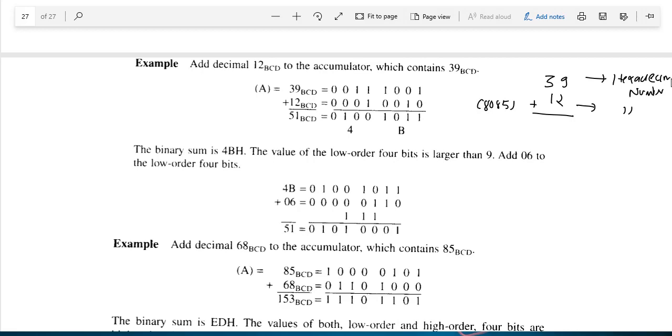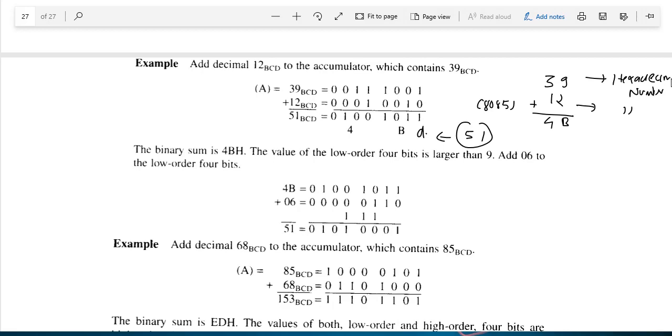Means 9 plus 2, how much is that? 11. 11 means B, 3 plus 1 is 4, so 4B. But as a human being, if we do addition, we want the addition to be decimal addition, and the result must be, what should the result be, 39 plus 12 is 51. I want this result. This is desired. So how can we do the decimal addition?